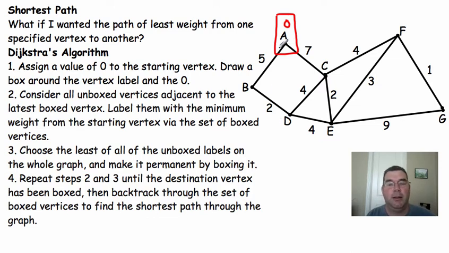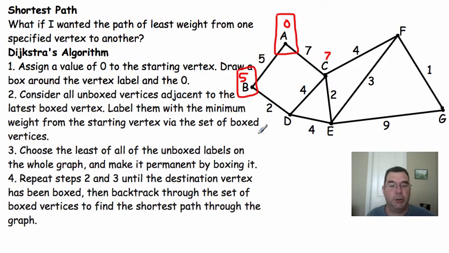So vertex B is connected with a weight of 5, and C is connected using an edge of weight 7. All right, and so I'm going to choose the least of these, and I'm going to put a box around it, and that makes it permanent.